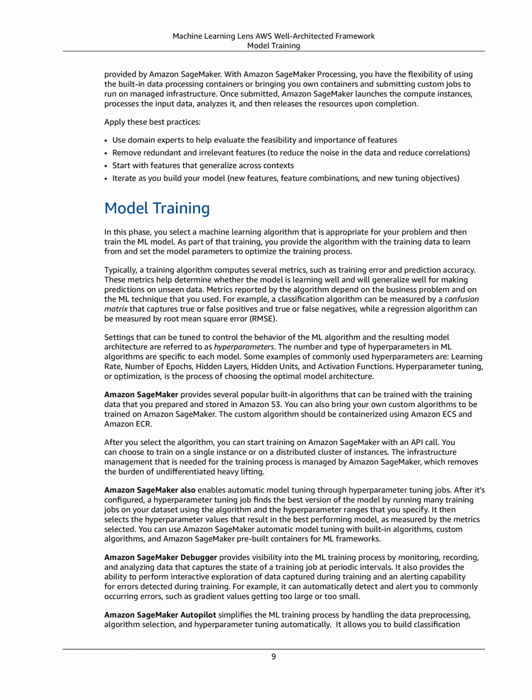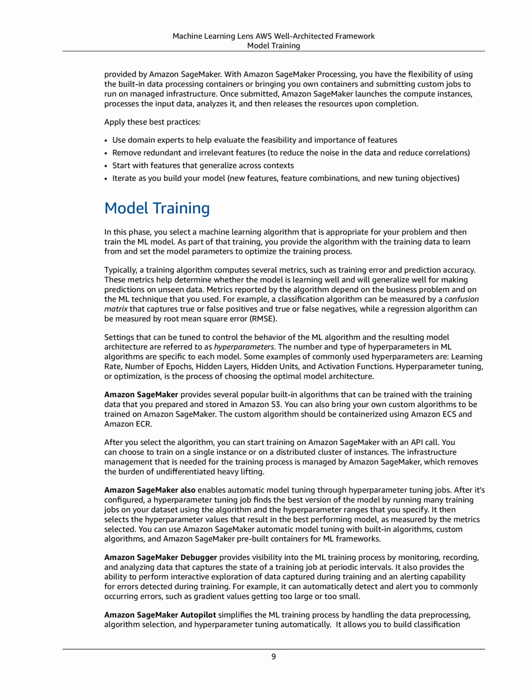Amazon SageMaker provides several popular built-in algorithms that can be trained with the training data that you prepared and stored in Amazon S3. You can also bring your own custom algorithms to be trained on Amazon SageMaker. The custom algorithm should be containerized using Amazon ECS and Amazon ECR. After you select the algorithm, you can start training on Amazon SageMaker with an API call.